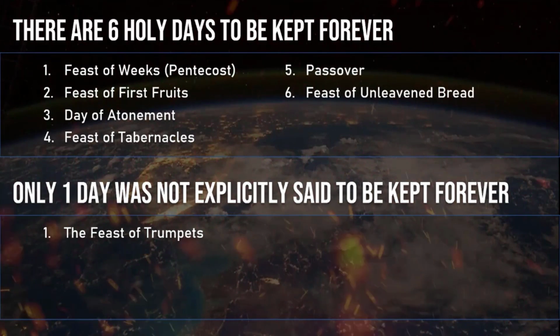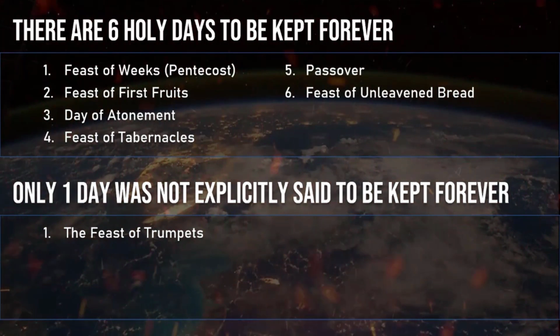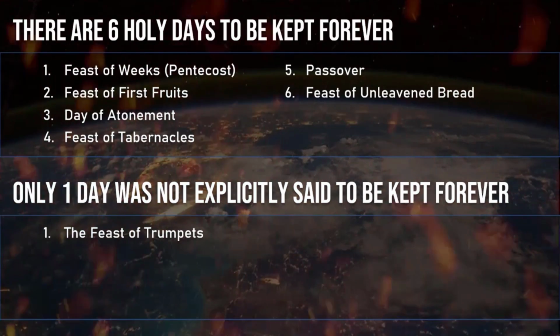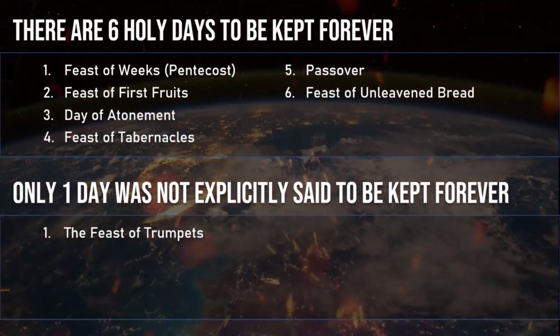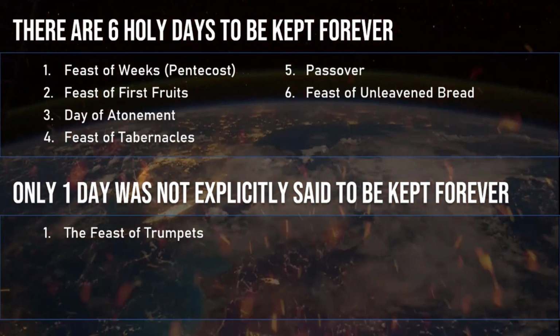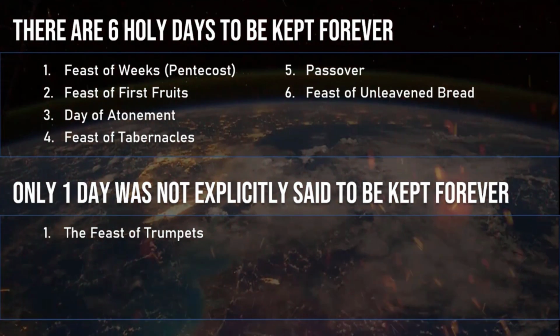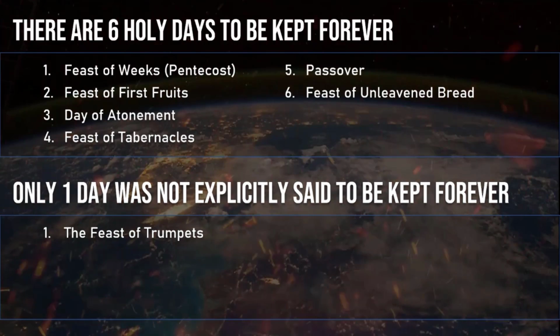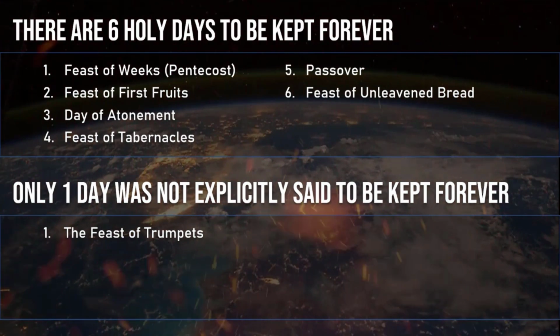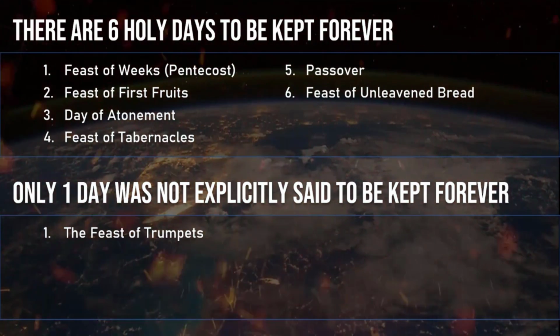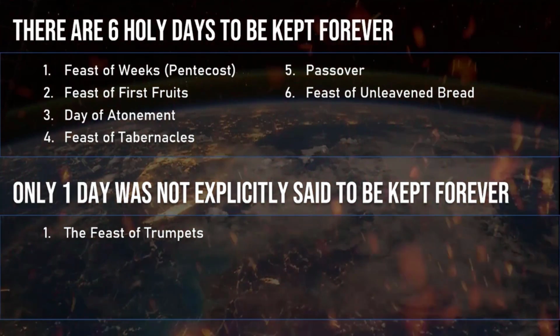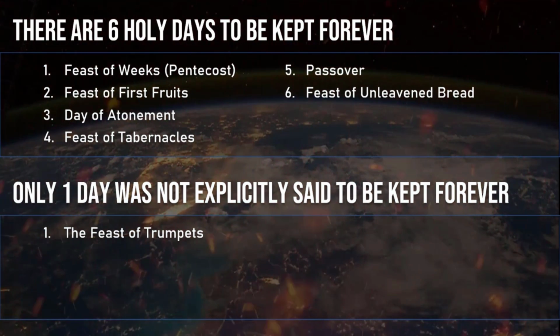So there are 6 holy days to be kept forever. There were 7 major holidays, but 6 of them were to be kept forever. The 6 were the Feast of Weeks, also known as Pentecost, the Feast of First Fruits, the Day of Atonement, the Feast of Tabernacles, Passover, and the Feast of Unleavened Bread. All 6 of those holy days were given by God to be kept forever, and that's recorded in the book of Leviticus, chapter 23.